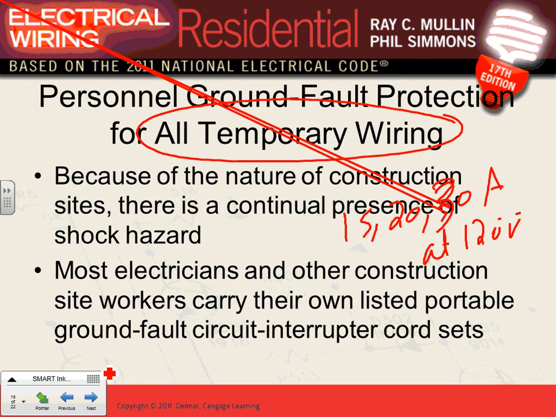All other receptacle areas in a construction site, other than these, must be either GFCI, or have to be put on a GFCI assured equipment grounding conductor program, meaning you have to test them monthly, before and after. Monthly, you have to test the GFCI that it works, so more testing of these receptacles.